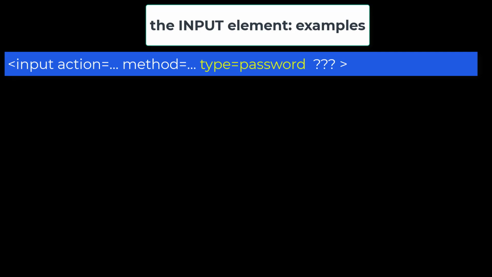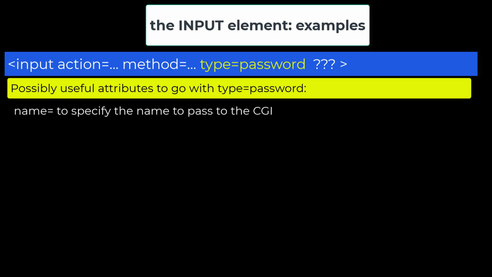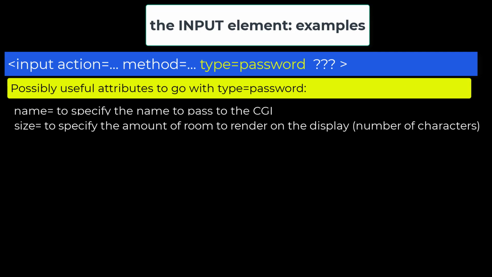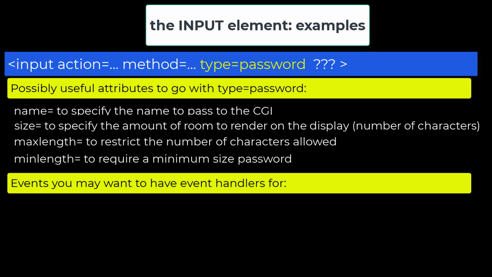If we look at input with type equals password, text entered by the user is rendered as a string of X's or asterisks, depending on the browser. Other than that, it's a text-like type. So useful attributes would be name equals to specify the name passed to the CGI. Use size equal to specify the amount of room to render on the display, the number of characters to reserve space for. Use max length to restrict the number of characters to enter, and use min length to require a minimum size password. Events you may want to provide handlers for: click, double-click, focus, blur, select, and change.